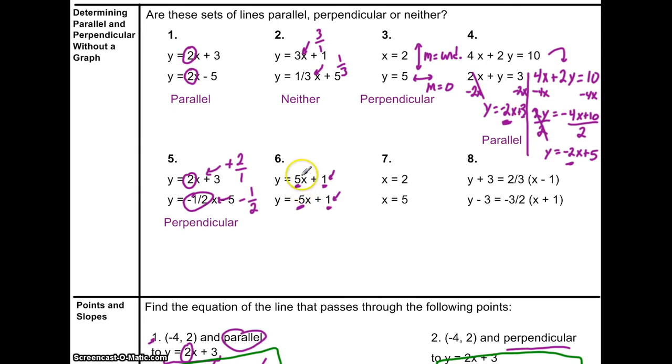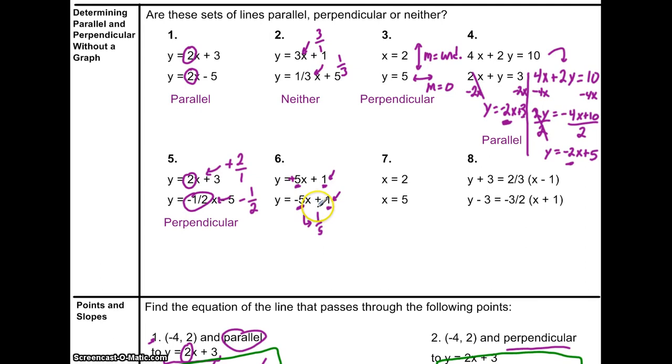Well, they're definitely opposite slopes because one is positive and one is negative. But remember, to be perpendicular, they've got to be opposite reciprocal slopes. So this could be 5, but unless this had that flipped over fraction, maybe something like 1 over 5, then it would be perpendicular. But if you just have 5 and -5, those aren't reciprocals. There's no flip of the fraction there.